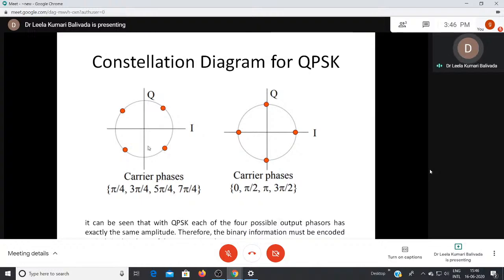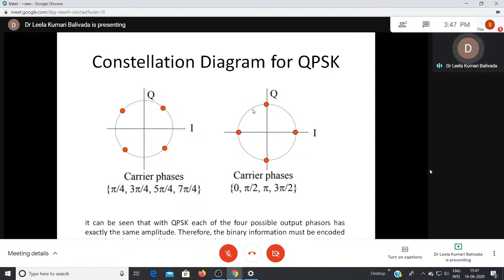We can see that with QPSK, each of the 4 possible output phasors has exactly the same amplitude, root 2. Therefore, the binary information must be encoded entirely in the phase of the output signal. So these are the carrier phases: pi by 4, 3 pi by 4, 5 pi by 4, 7 pi by 4. And this is another way of representing the constellation diagram of QPSK.